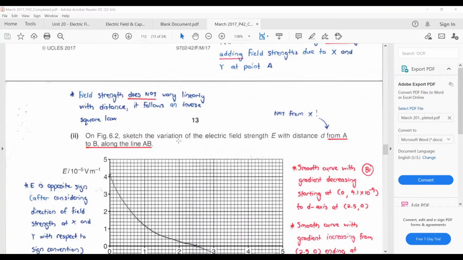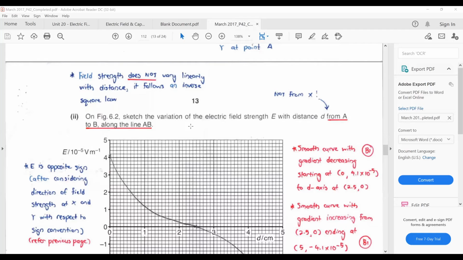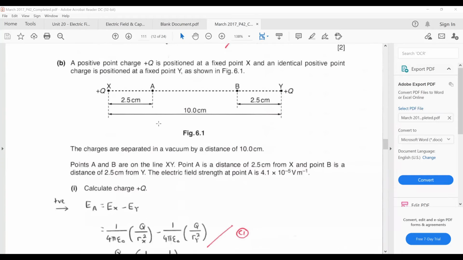Now, on figure 6.2, sketch a variation of the electric field strength E with distance D from A to B along line AB. They're asking you to sketch the variation of the field strength from A to B, which is from here to here. Okay, not really here to here, but from here to here. Now here you already found out that your electric field strength is 4.1 times 10 power minus 5, correct?